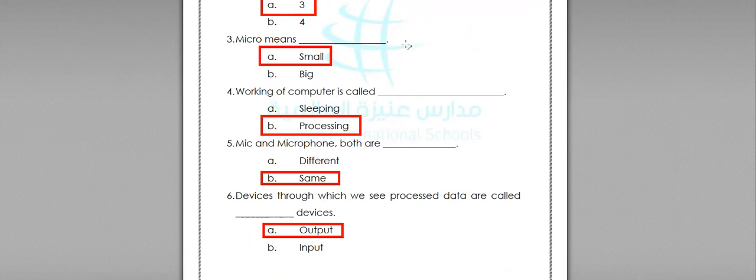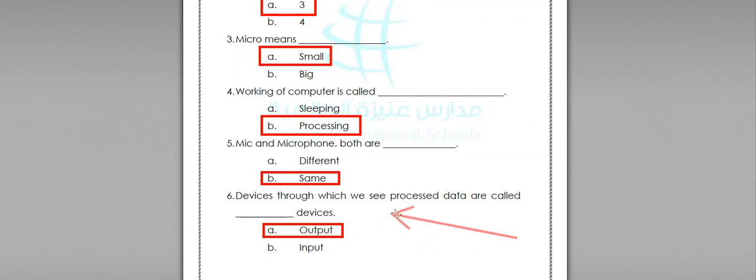Point number 4. Working of computer is called processing. Converting data into information is called processing, and the working of the computer is also called processing. Mic and microphone, both are different or same? Mic is a short form of microphone, and both are the same.